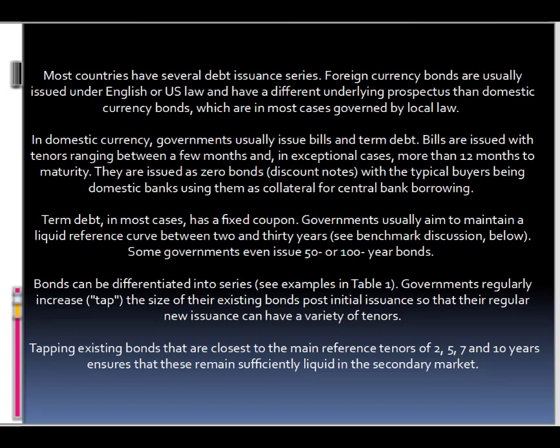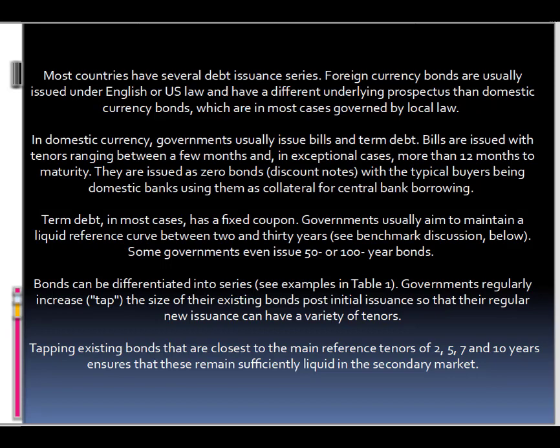Bills are issued with tenors ranging between a few months and, in exceptional cases, more than 12 months to maturity. They are issued as zero bonds, discount notes, with the typical buyers being domestic banks using them as collateral for central bank borrowing. Term debt, in most cases, has a fixed coupon. Governments usually aim to maintain a liquid reference curve between 2 and 30 years. Some governments issue 50 to 100-year bonds.